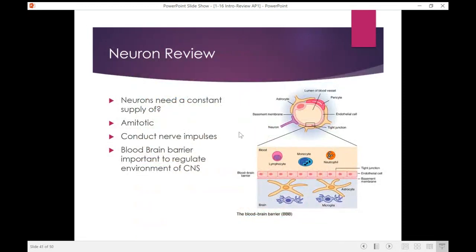Okay. So neurons need a constant supply of what? Energy or glucose, right? Neurons are amitotic, meaning that they're not doing mitosis. And we need them because they can conduct nerve impulses. They also help to form the blood-brain barrier, which is important to regulate the environment of the central nervous system. So remember that we have cerebrospinal fluid, or CSF, and that's not containing blood, right? So we have to form this blood-brain barrier so that we have CSF close to the brain, and then we have blood away from the brain.